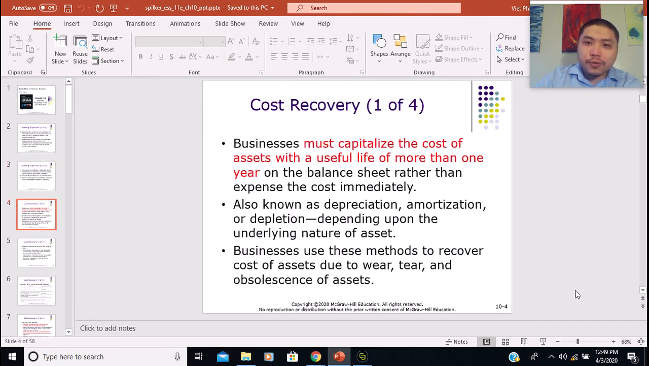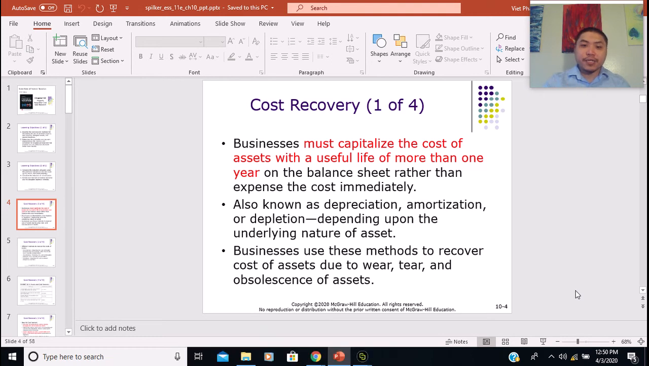As you know, and we touched on this a little bit in previous chapters, for expenditures, especially business expenditures, some you can expense right away, but some you cannot expense. You have to capitalize it. So for the cost of assets with a useful life of more than 1 year, we have to capitalize the expenditures, and then over the useful life of the asset, we try to recover that cost.